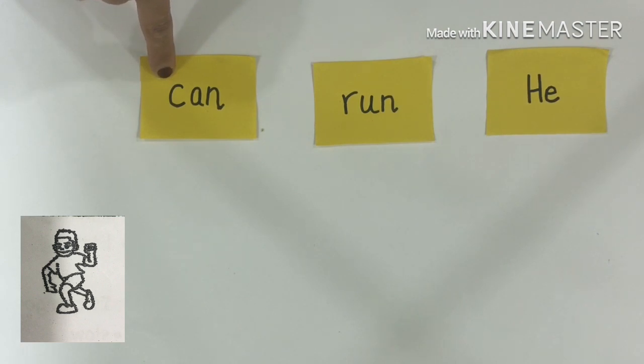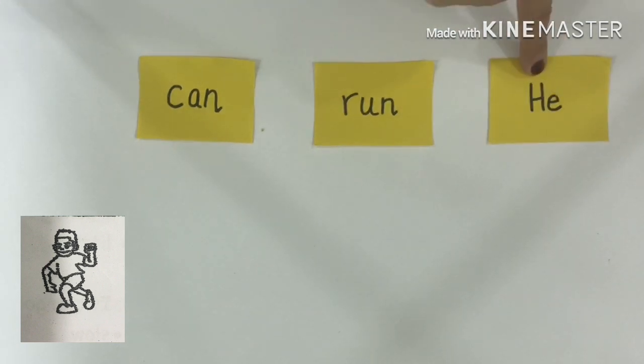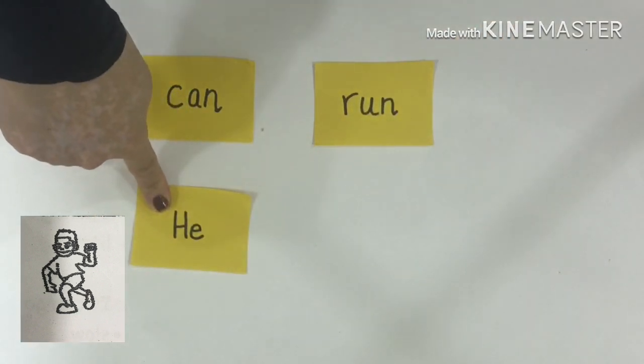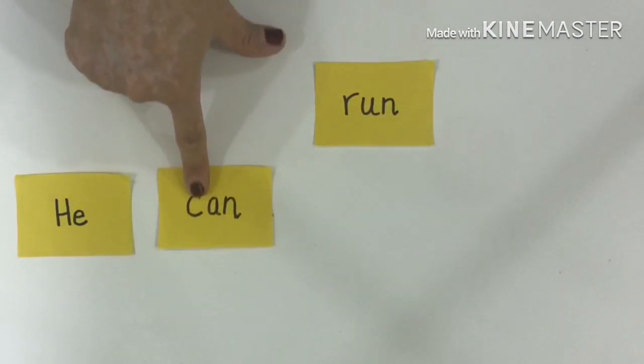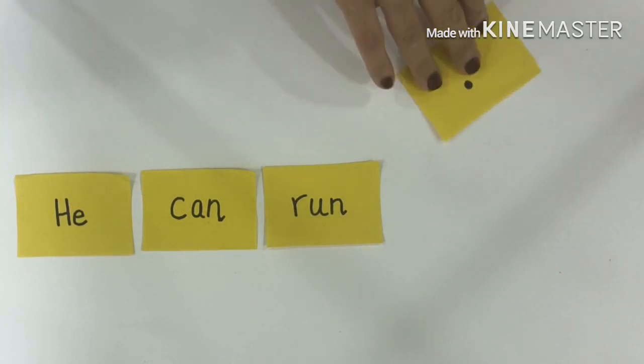Can. Run. He. So, after reading, we look at the picture. The picture is about a boy who is in the action of running. I see that the word He is the capital. So this is going to start the sentence: He can run. And don't forget that last thing, the full stop. And here it comes, the full stop.